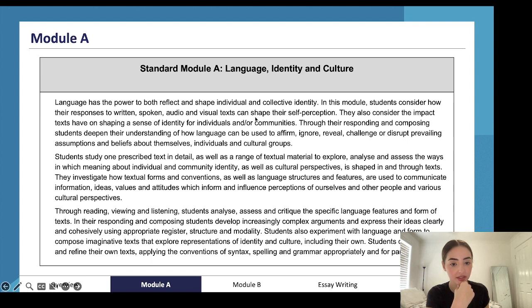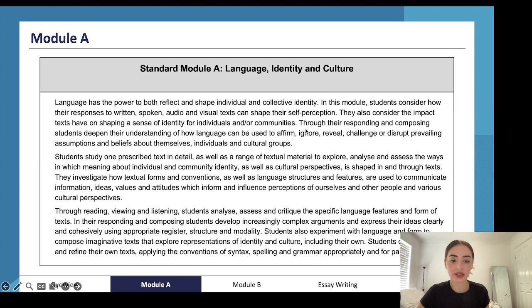Through their responding and composing, students deepen their understanding of how language can be used to blah, blah, blah. See how there's one sentence on representation? How what your text is doing, how it's using language to reflect and shape individual and collective identity. That's one sentence. The rest of this is about audience effect.